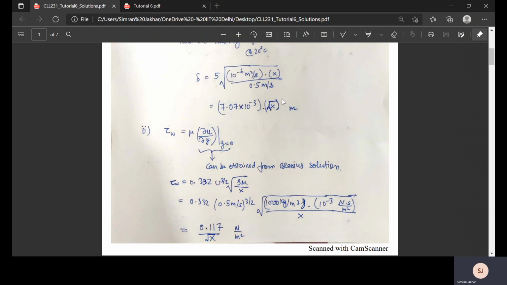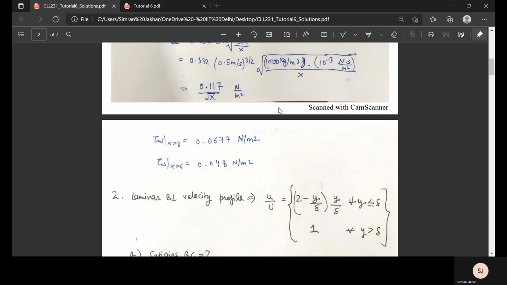Here, we have to substitute the value of x in meters. At x equals 3, it will come out to be 0.0677 Newton per meter square. And if we substitute x equals 6 meter, then the tau will be 0.048 Newton per meter square.